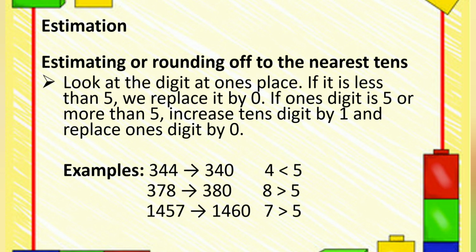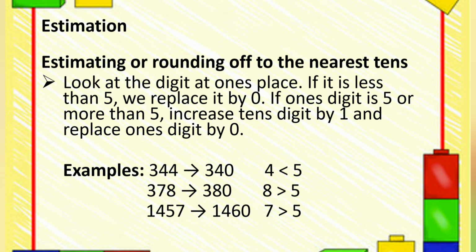Estimation. In a number of situations, we have to estimate the outcome of number operations. This is done by rounding off the numbers involved and getting a quick rough answer. Estimating or rounding off to the nearest tens. Children, you have to remember the rules.